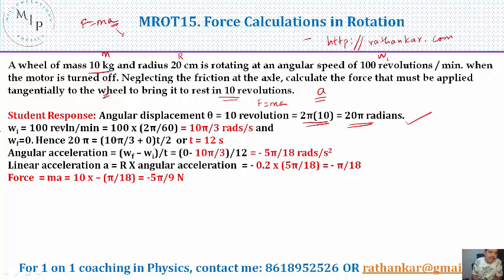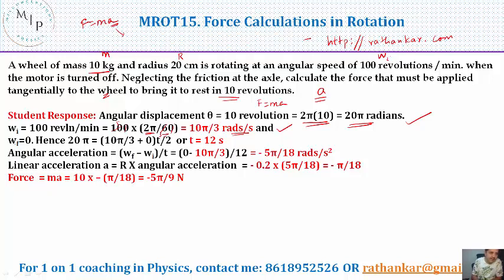Then omega I is 100 revolutions per minute, which he converts into 100 into 2 pi by 60. One revolution is 2 pi radians, and one minute is 60 seconds. The zeros cancel, and after cancelling the 3s, 5s and 2s, I get 10 pi by 3 radians per second. This step is also correct. The initial angular velocity and theta are both correct.